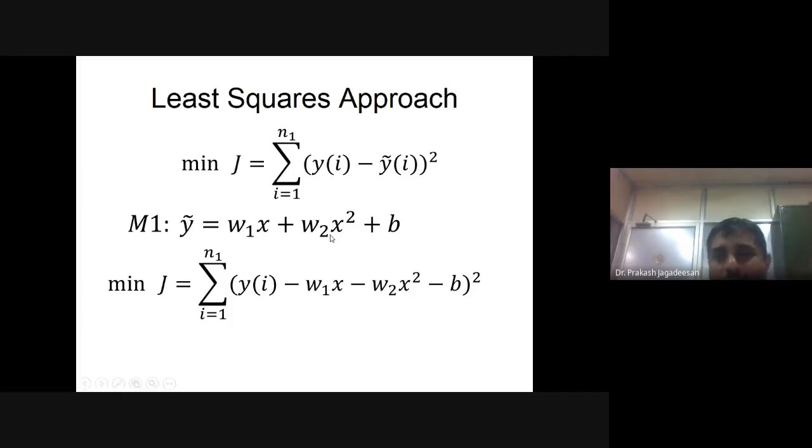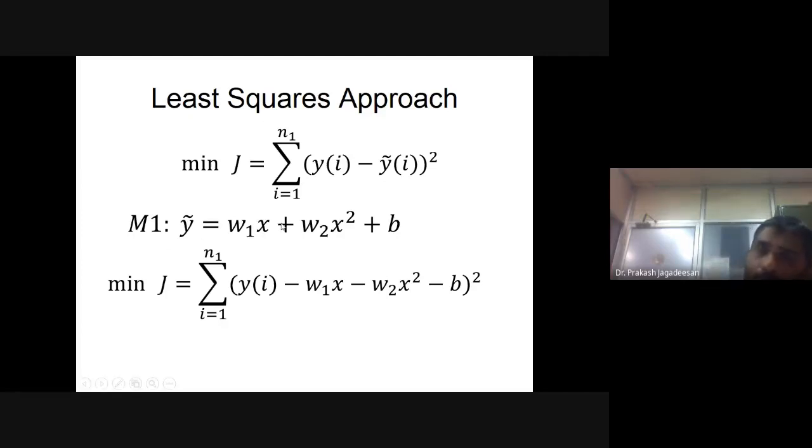Y tilde is W1 X plus W2 X square plus B. Or the same thing can be realized in the form of a neural network. So W1 X plus W2 X square plus B is the model which I have proposed. And here the unknowns are the coefficient of X, W1, the coefficient of X square, W2, and the constant B. When X is equal to 0, Y tilde will be B. That is basically the constant. So B, W1, W2 are the parameters associated with this model.